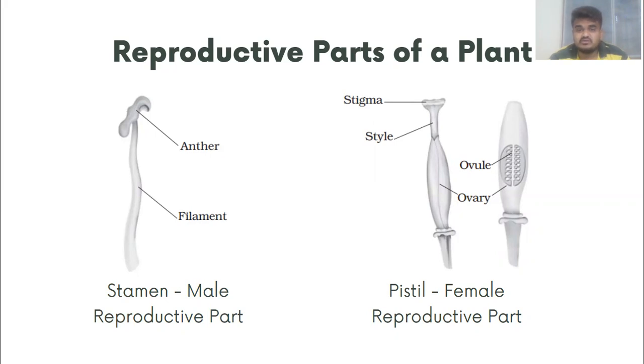After this is the pistil. This second part is the pistil, and it is the female reproductive part of a flower. The female gamete is simply known as the egg also. The ovule is included in the ovary. If you cut this ovary, then you will observe the ovule also. This is the stigma, and this is the style, by which the male reproductive cells go to the ovary.